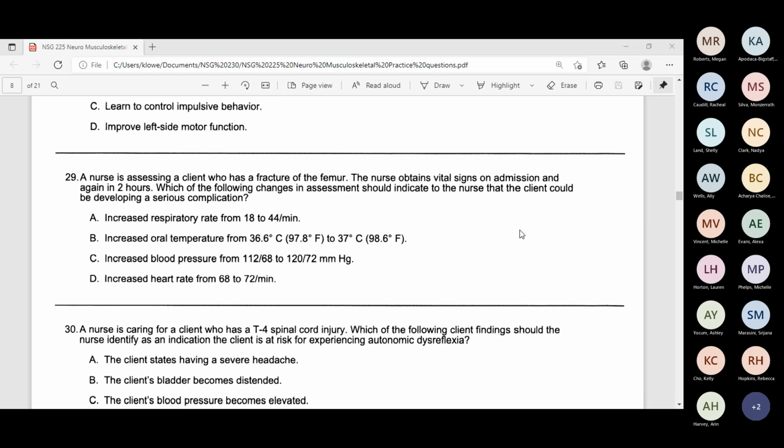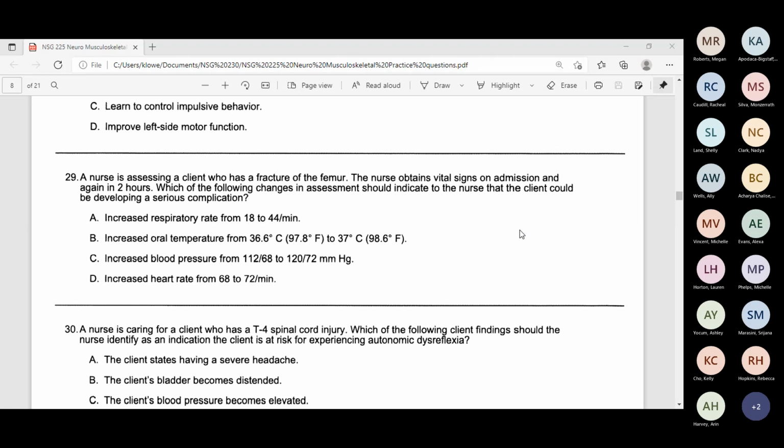A nurse is assessing a client who has a fracture of the femur. The nurse obtains vital signs on admission and again 2 hours later. Which of the following changes in that assessment should indicate to the nurse that the client could be developing a serious complication? A. Respiratory rate. Yeah, A.